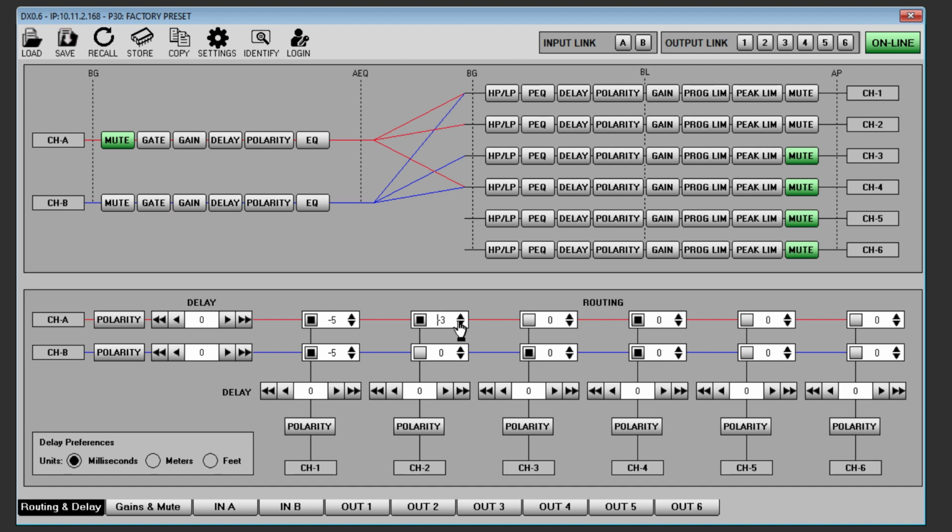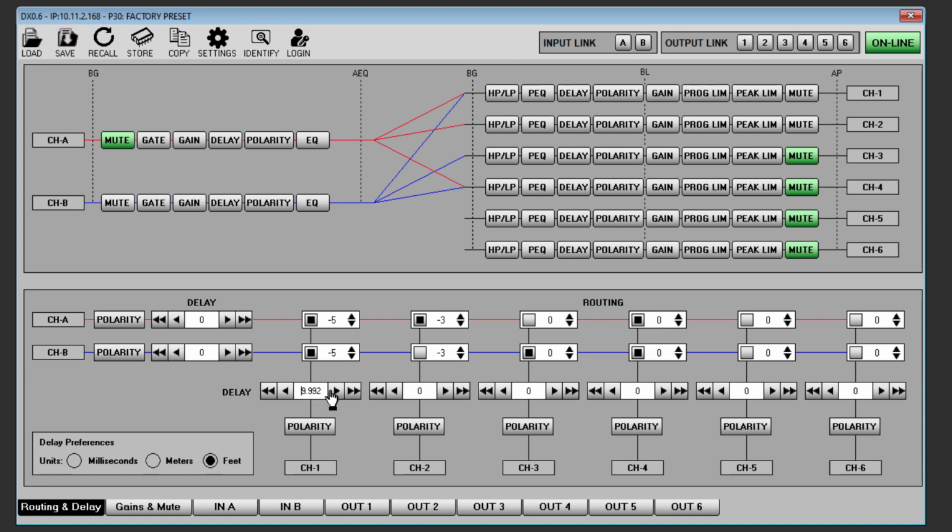Attenuation can either be stepped up or down in 1 dB increments using the up-down arrows, or specific figures can be typed directly into the box. Delay can be added to either inputs or outputs. The box in the bottom left of the window allows the delay units to be changed from the default milliseconds to distance in either meters for territories using metric measurements or feet for areas using imperial.